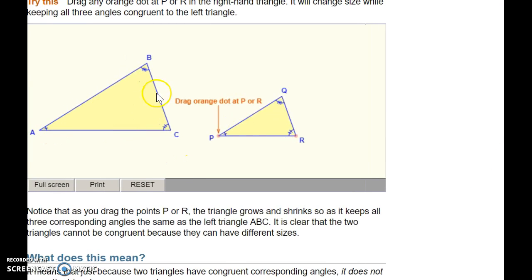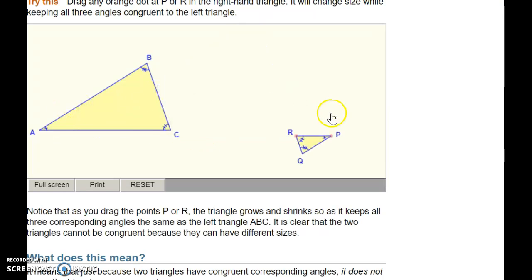Okay, so if I drag this angle over here, this triangle, the angles are the same, but notice that the sides are different. The sides are changing. So what is happening is a dilation has happened. I can make PQ larger or smaller, but the angles are still congruent. So dilations preserve angle measures, but they do not preserve side lengths. So angle, angle, angle is not a method that we can use for congruence.